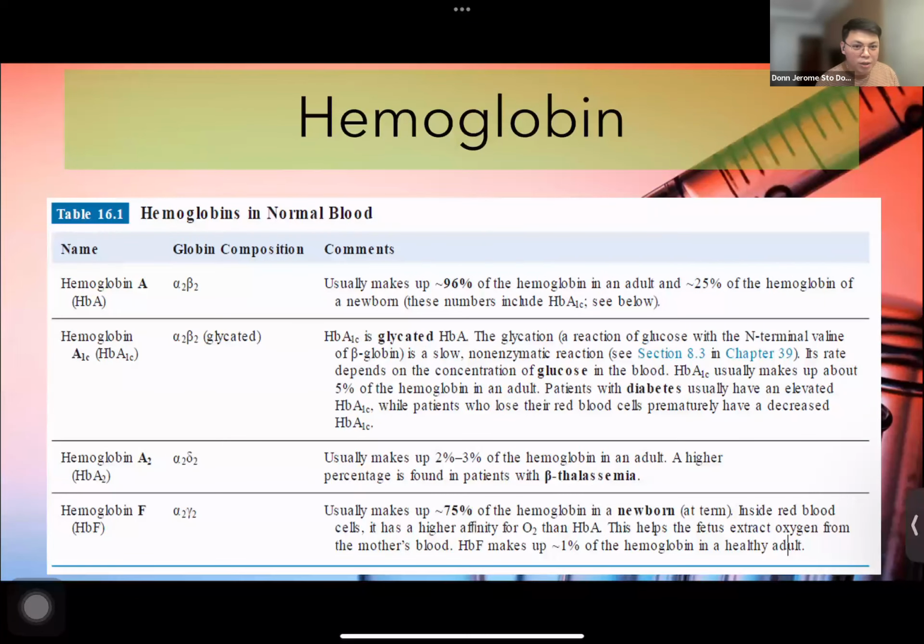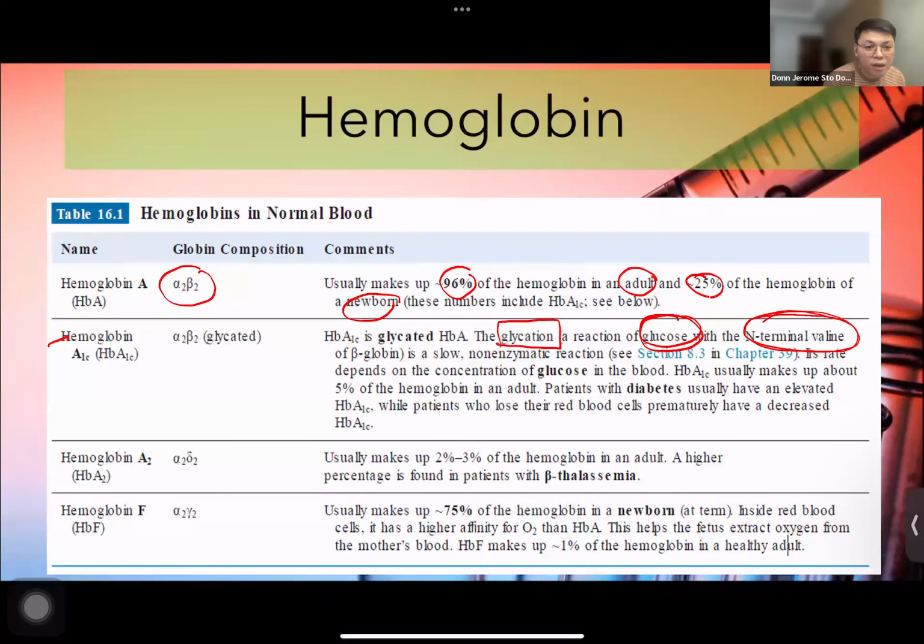Ito din po yon. So again, what is hemoglobin A? Made up of alpha and beta, present in 96% of adults, 25% in newborn. Hemoglobin A1C has the same globin chain component of hemoglobin A. It's just that the terminal valine residue, kita nyo, would react with glucose in a process called your glycation.